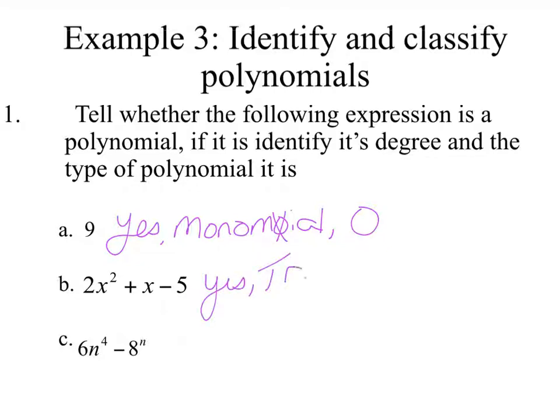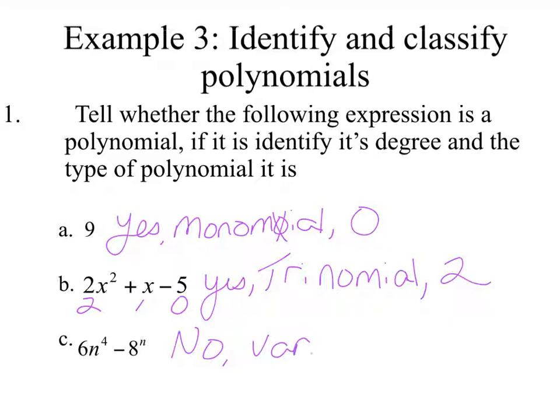This time it's a trinomial. Tri meaning 3. So it's a 3-piece polynomial, and it's going to have degree 2 because the highest of the degree pieces is 2, so the entire thing is 2. This last one is no because we have the variable exponent. If it was a polynomial, we would call it a binomial because there are 2 pieces.